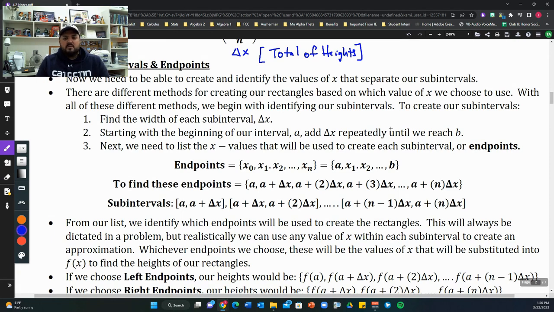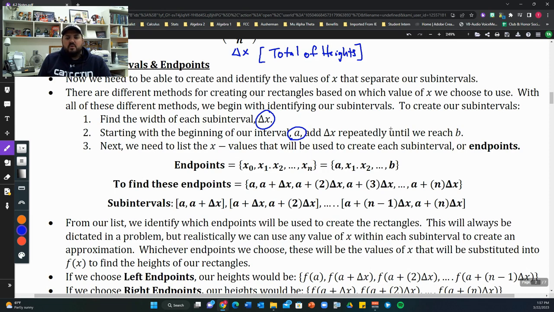Again, there are different methods for creating those rectangles based on which value of x we choose. With all of these, though, we begin by identifying the subintervals. So to create these, it's a step-by-step process. First, we need to know the width. And then again, just like I showed you on the number line before, we're always just going to start at our a value because that's where the interval begins, and then we're just going to keep adding delta x over and over again until we reach our end value for the whole big interval. So from a to b, that's all we're doing. We're basically just taking that whole thing and chunking it up into pieces.